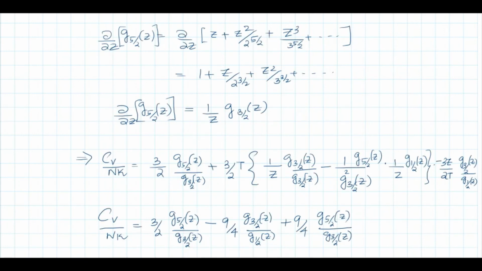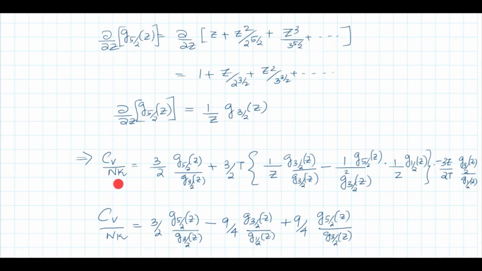Now, ∂/∂z of g_{5/2}(z) is ∂/∂z of z + z²/2^{5/2} + etc. When you take the derivative, this becomes 1 + z/2^{3/2} + z²/3^{3/2} + etc. So you can write it as g_{3/2}(z) divided by z. Now you can substitute all this back in the original expression.